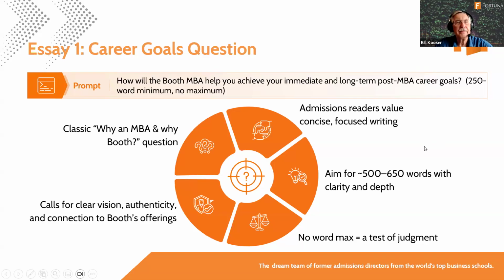You want to be concise, you want to be clear in your writing. That's true of any essay you're going to write. We suggest that you aim for 500 or 600 words, no more than that. This makes this essay potentially a bit longer than you'll find for some other schools who have a limit of maybe 300 words or a hard stop at 500 words. And of course, you want to have a clear vision and connection to Booth's offerings. Even though there is no word max, you don't want to be 1,000 words on this. They may not read the whole thing, and it just demonstrates that you haven't really figured out how to say what you want to say in a concise, focused way.